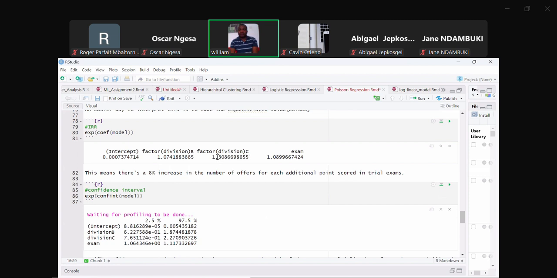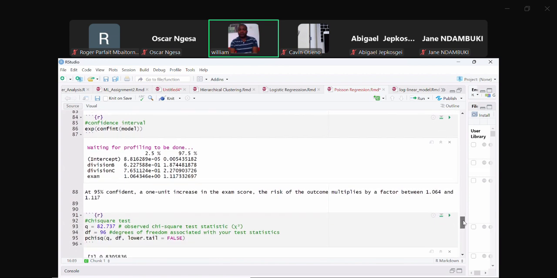But now if it's below 1, it means there will be a decrease in the number of offers for each additional point.